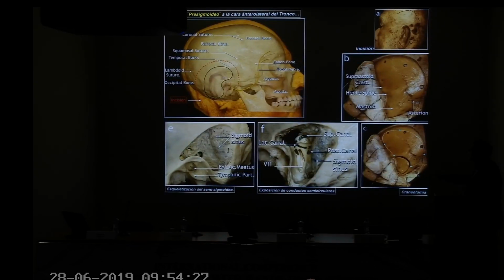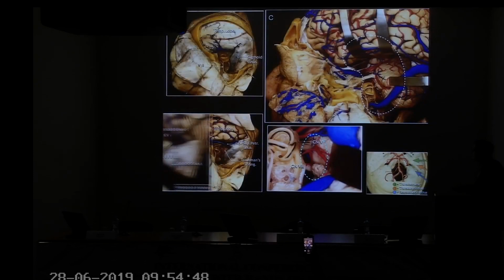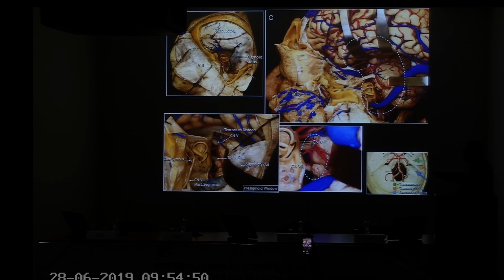To understand this approach, we do the pre-sigmoid approach to understand the access to this portion. This is the step-by-step of the drilling of the mastoid. It's no matter here, everybody knows this. To access this tumor, for example, I try to show you the step-by-step pre-sigmoid approach. Everybody knows this approach. You can see in this specimen how is the window. If you remove the bone, you can access this area, and inferior to the 5th nerve.